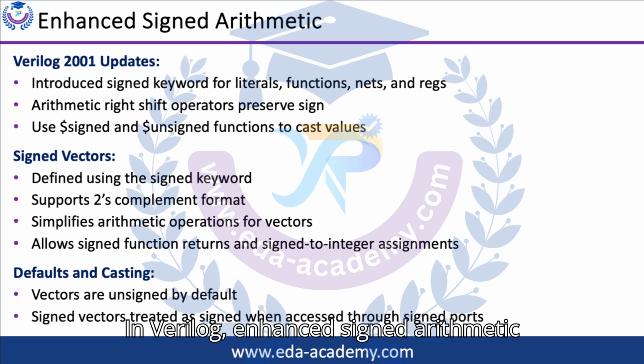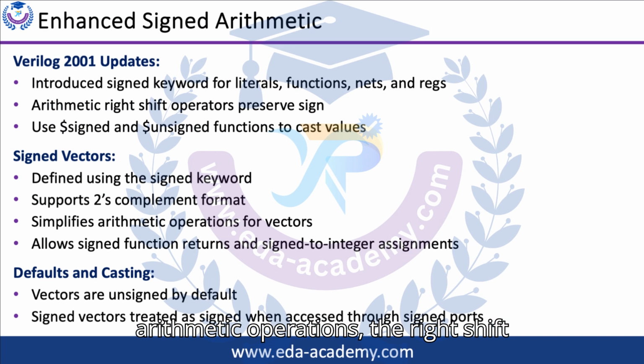In Verilog, enhanced signed arithmetic was introduced in the 2001 version. A significant addition is the new keyword signed, which allows you to explicitly declare literals, functions, nets, and registers as signed. By default, all vectors are unsigned unless specified otherwise. This is important for how arithmetic operations are performed on these data types.